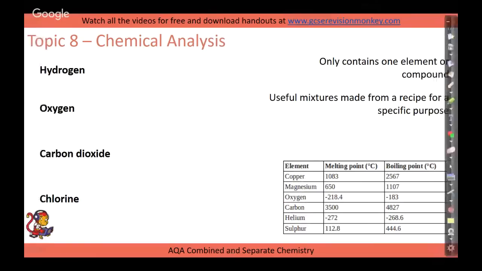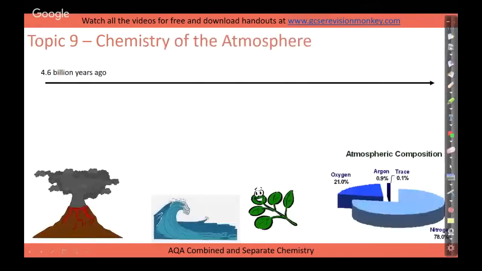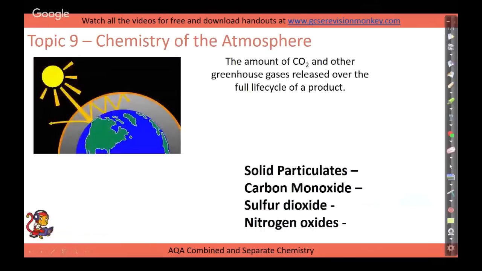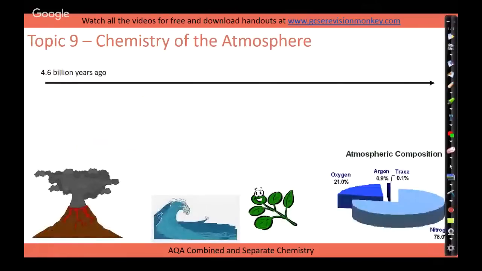So, moving on then. Chemistry of the atmosphere. So this is topic 9. The main things that come up in topic 9 is the evolution of the atmosphere. So the idea that once upon a time, several billion years ago, our atmosphere was very much like that of Mars and Venus is today. It was full of carbon dioxide, chucked out by the volcanoes, nitrogen, ammonia, CH4, which is methane, and water vapor.